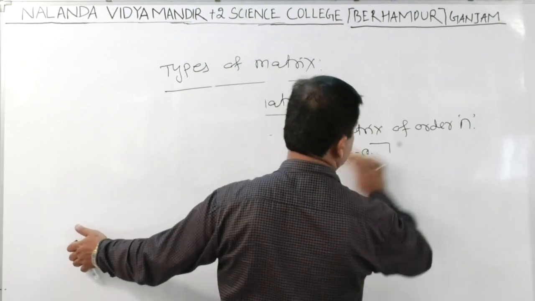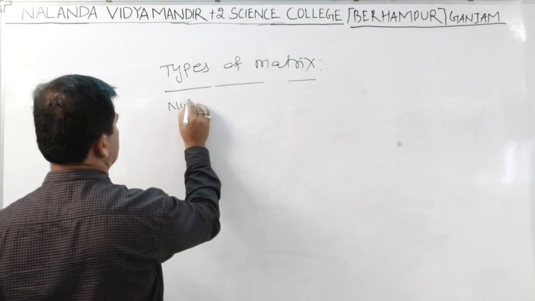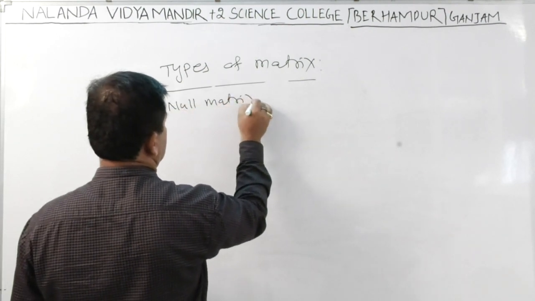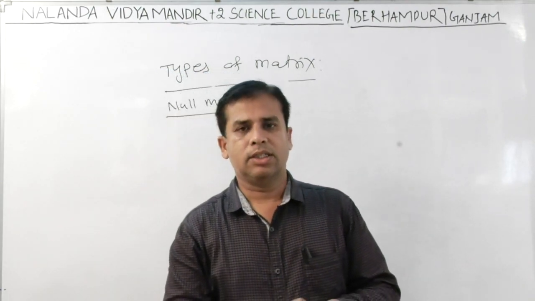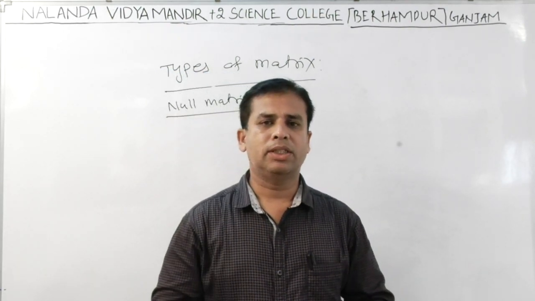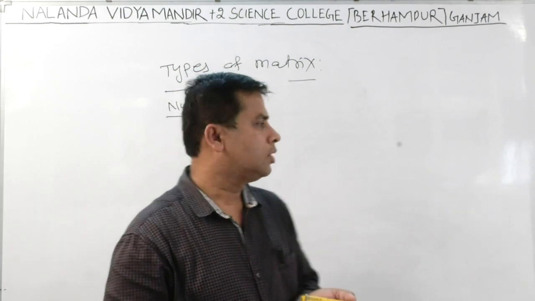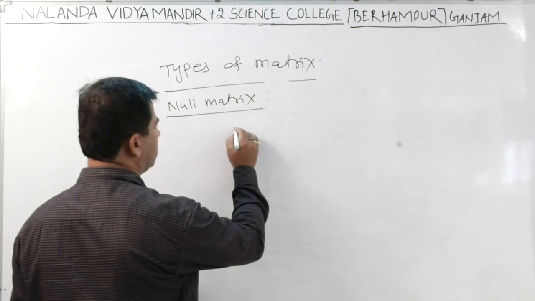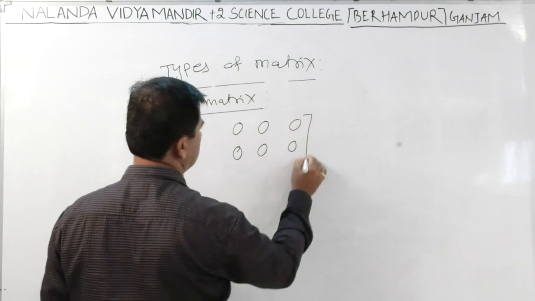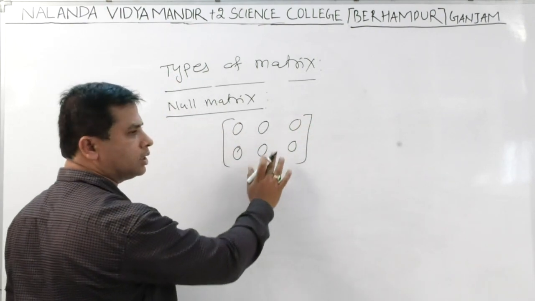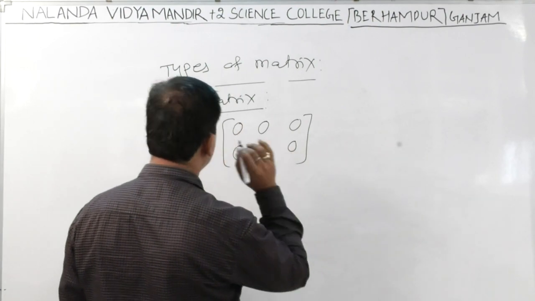Now, null matrix. Null matrix means that if a matrix is said to be a null matrix, every element of it is 0. In a matrix, all the elements are 0. Like this is a matrix, all the elements are 0. You can say this is a 0 matrix or null matrix.